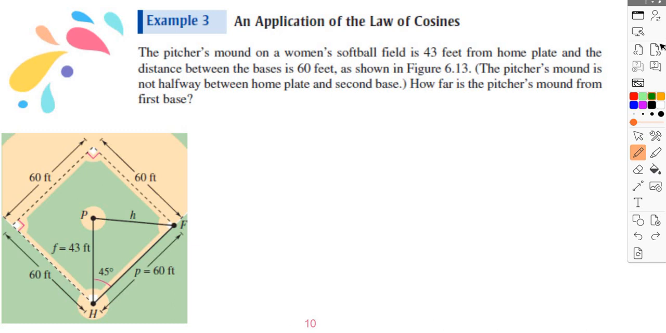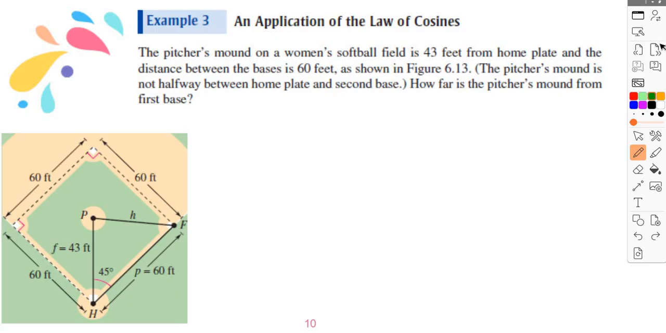So it says, the pitcher's mound on a women's softball field is 43 feet from home plate, and the distance between the bases is 60 feet, as shown in the figure. The pitcher's mound is not halfway between home plate and second base. The reason that they say that is because if this was halfway, then that would make this a right triangle, which kind of defeats the purpose of this unit. Okay? But they ask us to find how far the pitcher's mound is from first base. So we are looking for H.